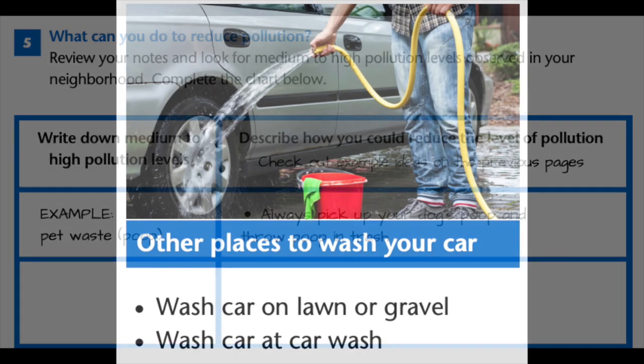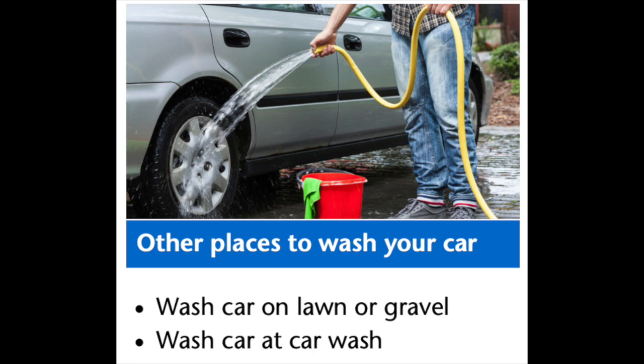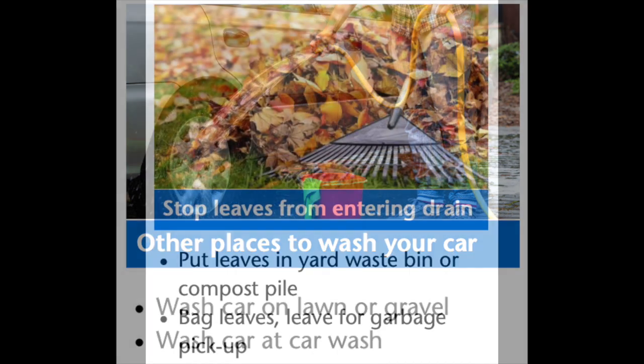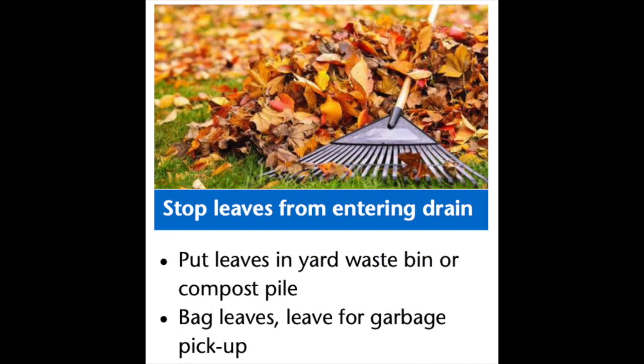To help you out with this, let's review some of the ways we can stop the pollution. So for example, if you find people washing their car in a driveway, other places you can wash your car is on a lawn or in a car wash. If you see a pile of leaves, stop those leaves from entering a storm drain by putting leaves in yard waste bins or compost piles, or bag those leaves and leave that garbage bag for garbage pickup.